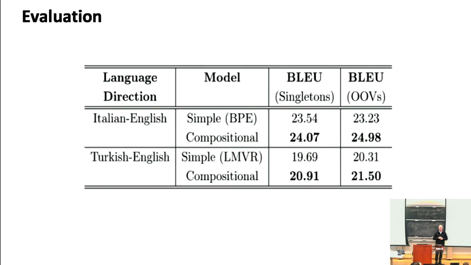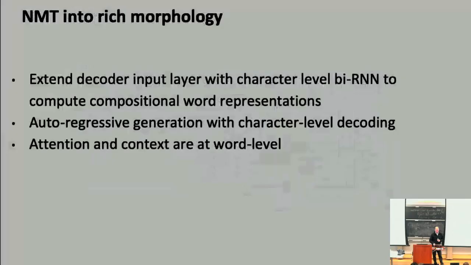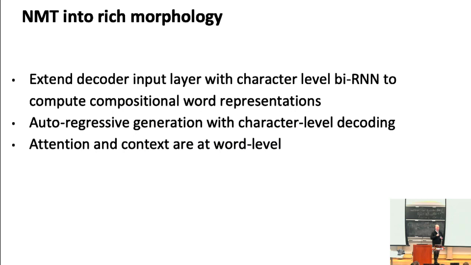So we focus on a subset of the test set, which contains this phenomenon. So the idea is to work from now from English to a morphologically rich language, from English to Turkish, for instance. So again, we assume to have BPE here in the source, in the encoder. Now let's look at what we can do in the decoder.